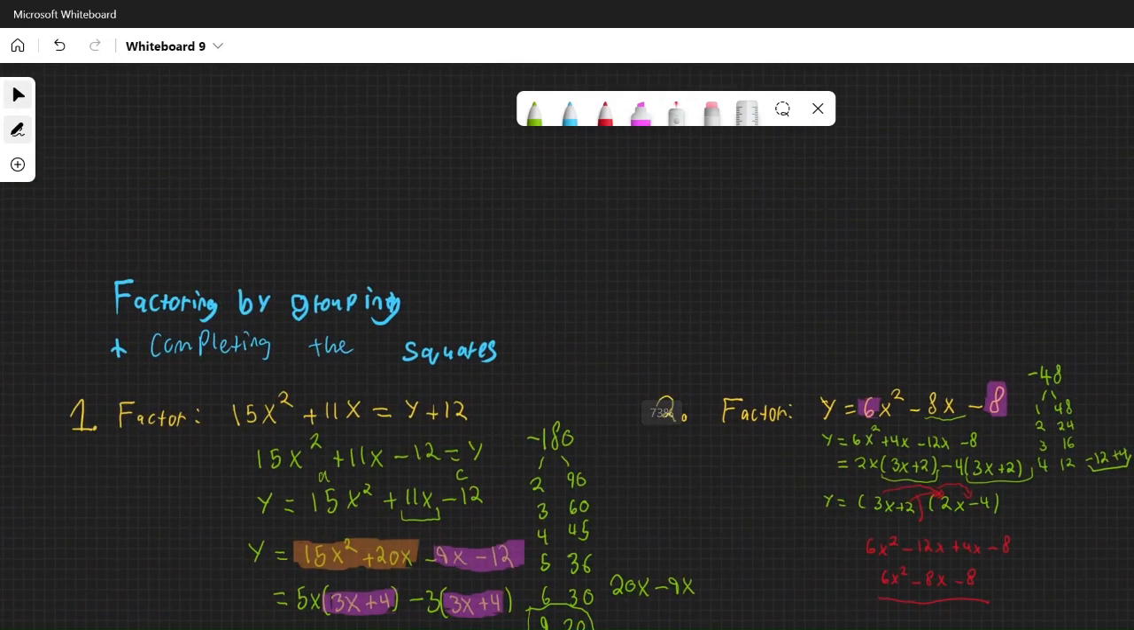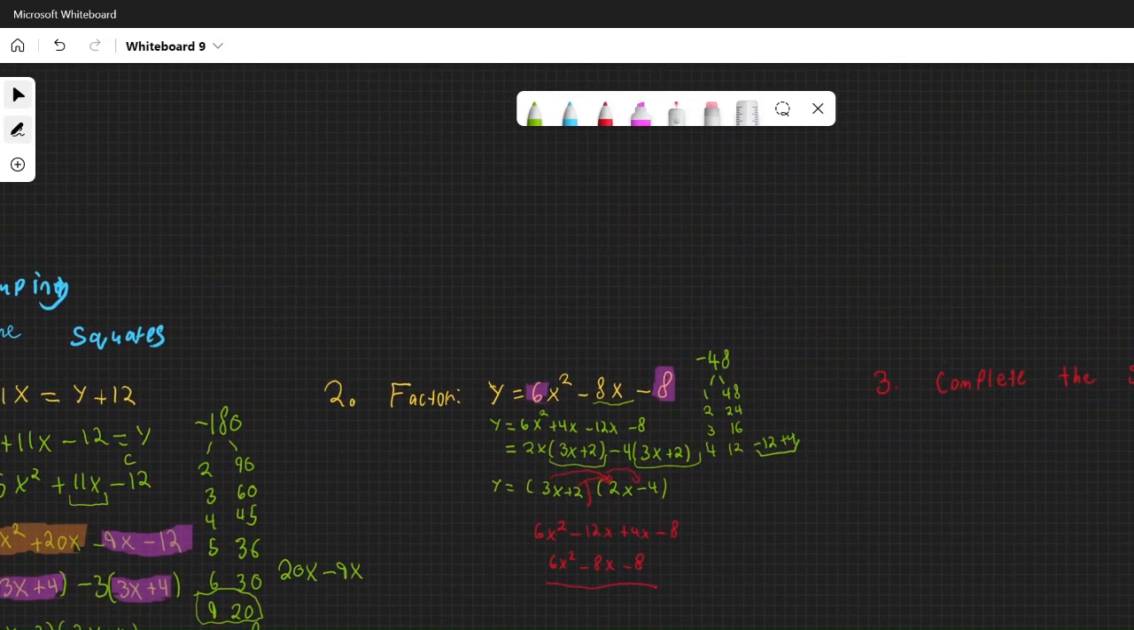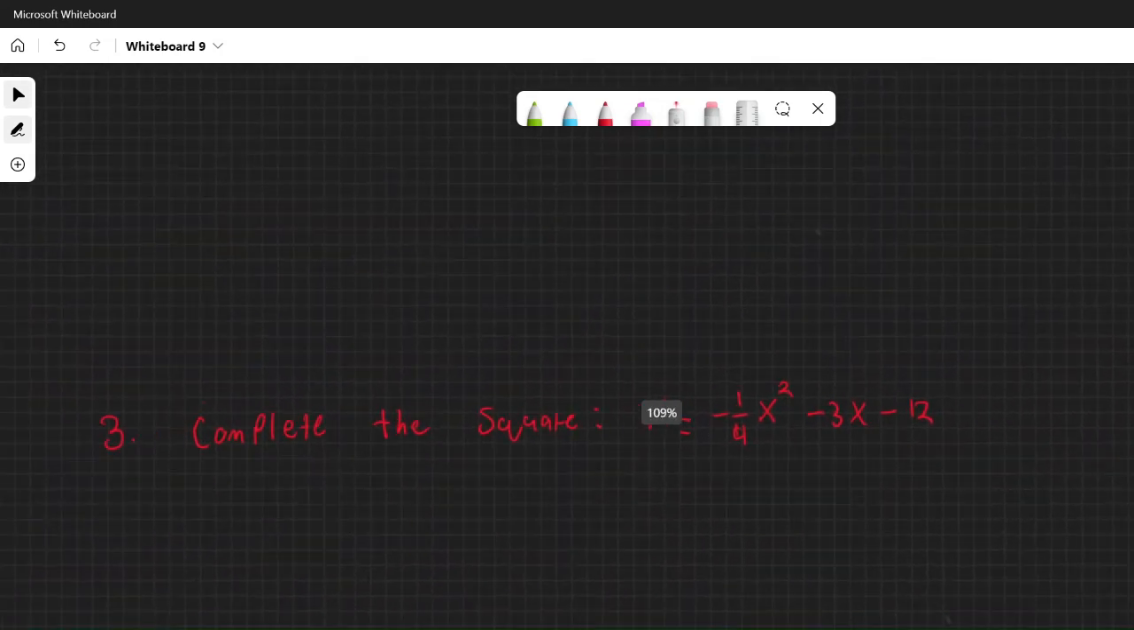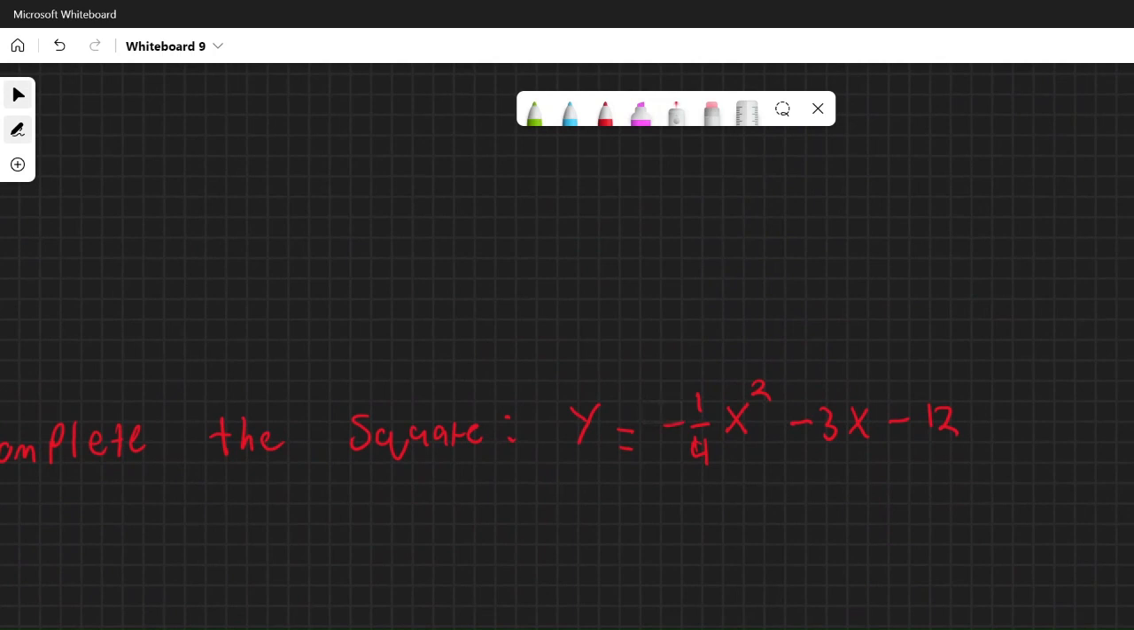Alright, so now we've done a couple examples of factoring by grouping. Now we're going to do some completing the square questions. So when you're completing the square, first you want to have it in this y equals form, like we have had before. And then after that, you want to factor out this coefficient, the a value, from the first two terms, from both of the x terms, and then we'll leave this constant out at the end.